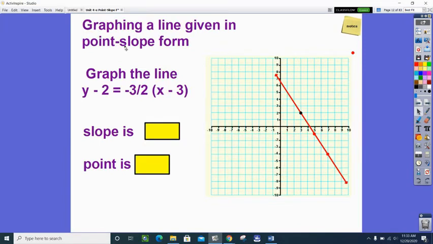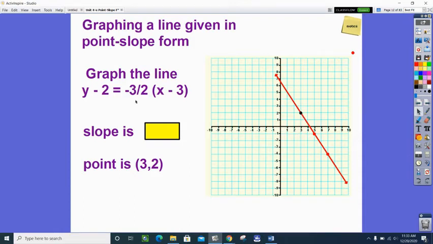So now graph a line given in point slope form. So if you have a point slope form, which this is, it is really easy to graph the line. All you need to do is pull off the point and use the slope to move. So remember that it's x minus the x coordinate. So the x coordinate would be 3, and y minus the y coordinate. So the y coordinate would be 2. So we have our start point. Come over 3, 2, and put your point.